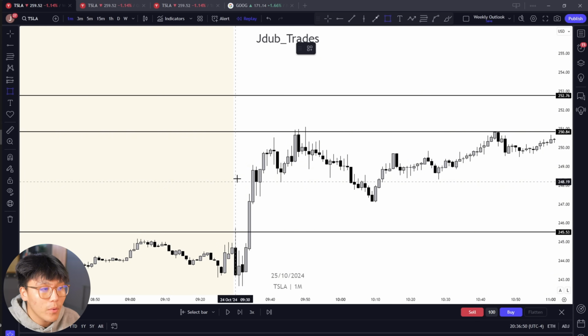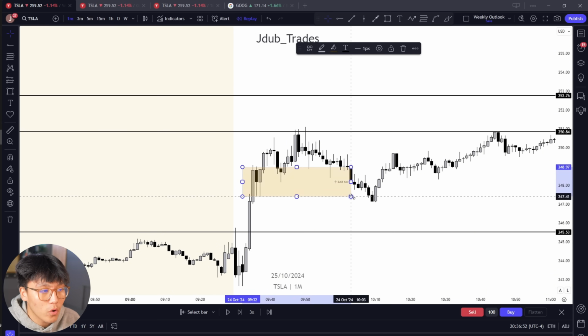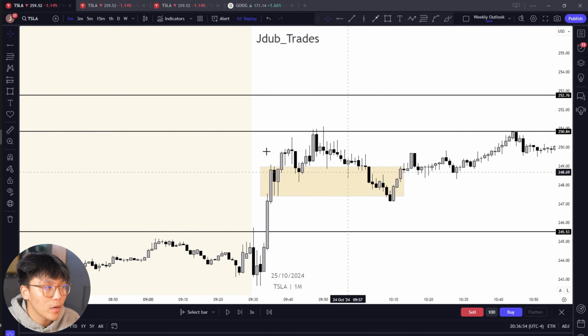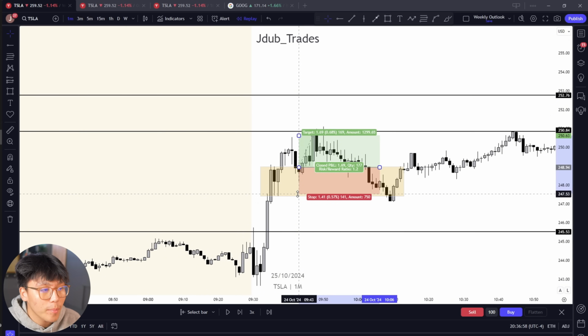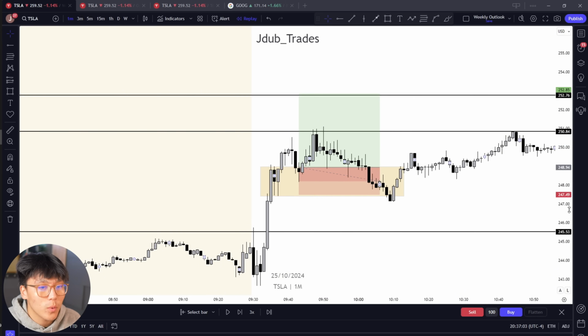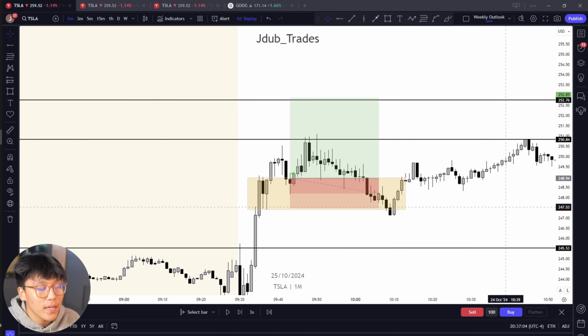So right off the bat, what I marked out was this first 1-minute order block, right? We marked out this first 1-minute order block, and I actually took a trade off it. I took a starter position with the risk just underneath this order block. What I was looking for was continuation towards the upside. So you can see I ended up having a nice entry right off the bat.